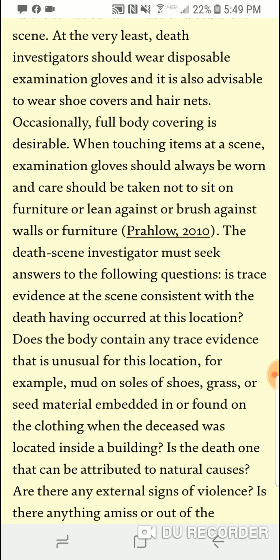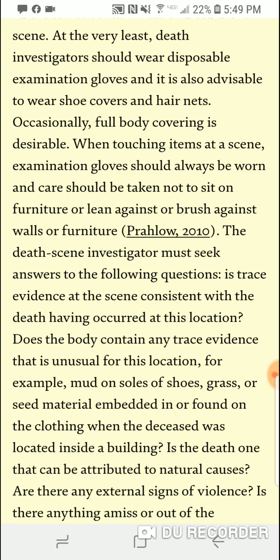The death scene investigator must seek answers to the following questions. Is trace evidence of the scene consistent with the death having occurred at this location? Does the body contain any trace evidence that is unusual for this location? For example, mud on the soles of the shoes, grass or seed material embedded in or found on the clothing when the deceased was located inside a building? Do you remember what her shoes look like?